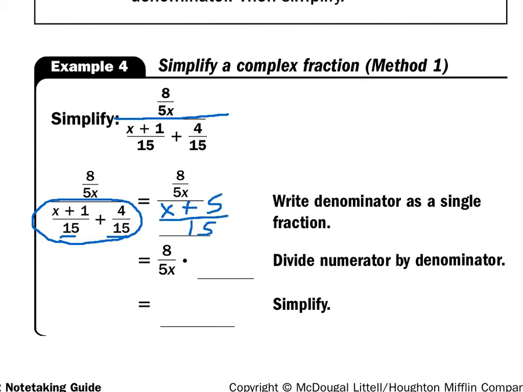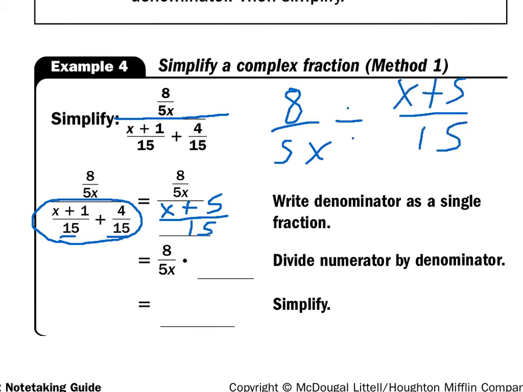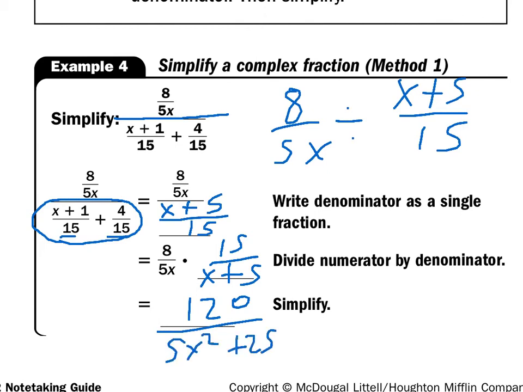Okay? And if it's 8 over 5x, really divided by x plus 5 over 15, then as we talked about in that one section, you're just flipping this and making it 15 over x plus 5. And now, pretty simple, you're just top times top, bottom times bottom. 8 times 15 is 120. Bottom times the bottom here is 5x squared plus 25x. So that makes that whole thing pretty easy.